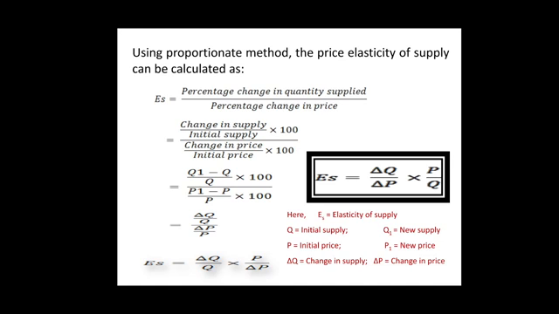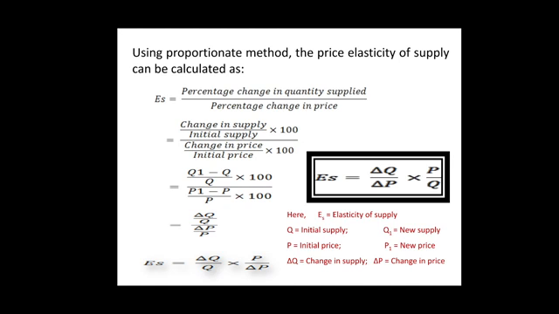Symbolically, it will be written as Q1 minus Q divided by Q into 100 whole divided by P1 minus P divided by P into 100. Q1 here is new supply and Q is initial supply. Thus Q1 minus Q is change in supply divided by Q, that is initial supply, into 100 whole divided by P1 minus P, where P1 is new price, P is initial price. Thus P1 minus P is change in price divided by P, which is initial price, into 100.